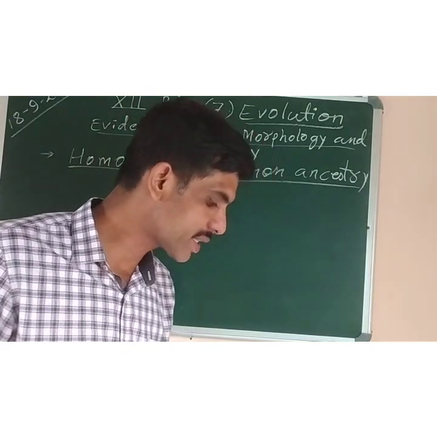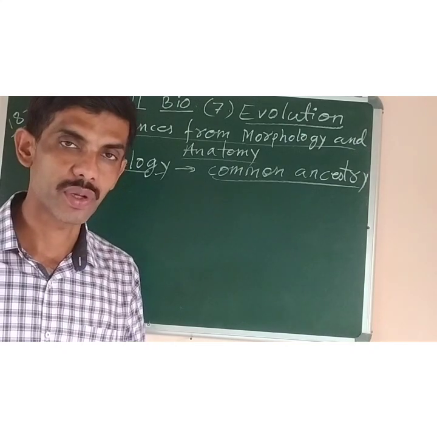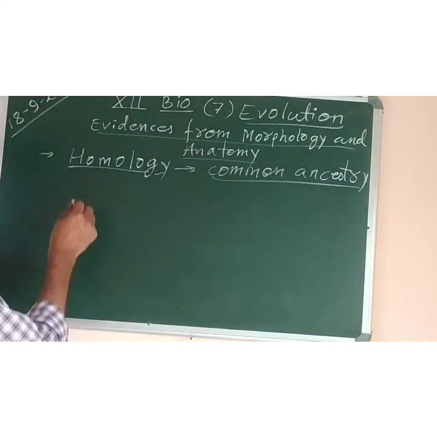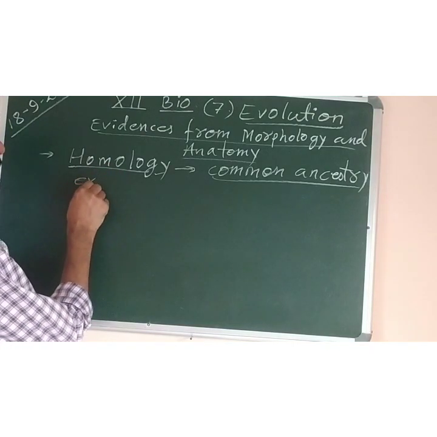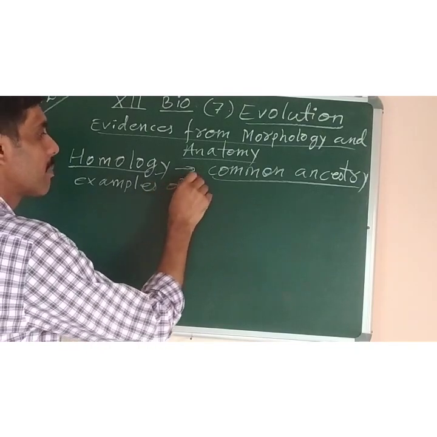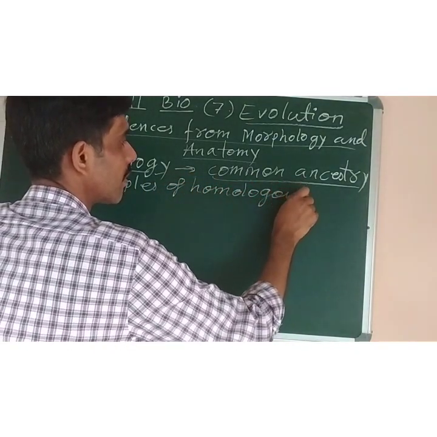Now there are many examples of homologous organs in plants also. Like see one example, phylloclade of Opuntia. Examples of homologous organs. Two examples you should learn.